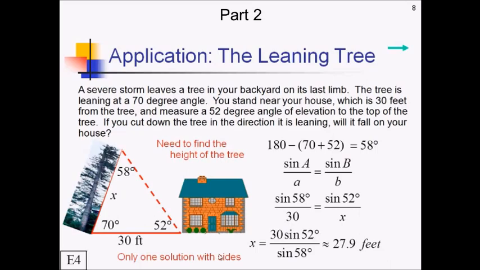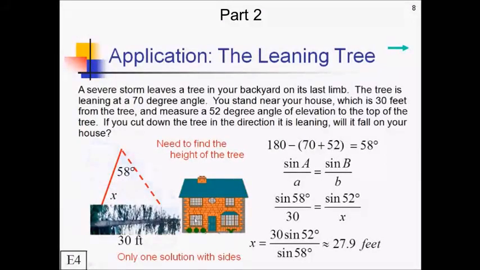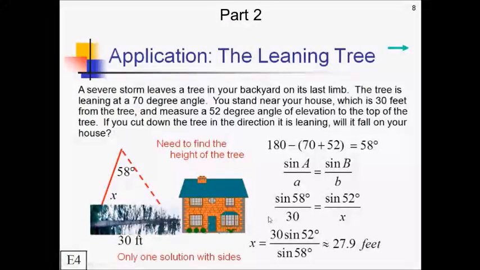Really, the only reason we had that two-solution weirdness was because of the way that angles work in the unit circle, with sine being positive in both quadrants 1 and 2. We don't worry about any of that when dealing with sides. So this is our only answer. That means we can chop that tree down. Timber! Woohoo! Our house is safe, the tree is down, and this lesson is just about over.